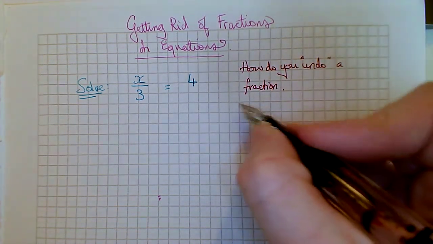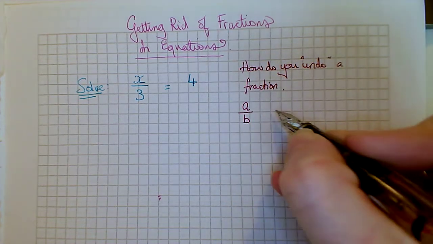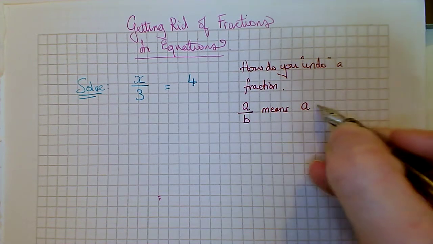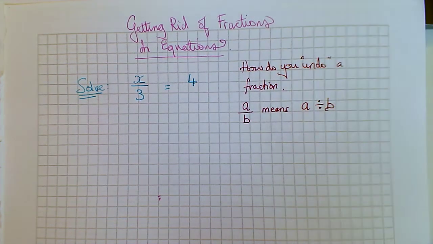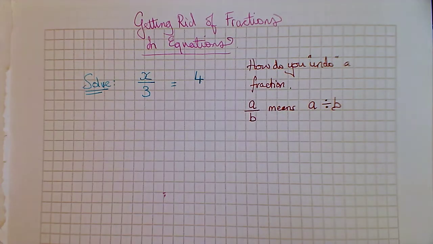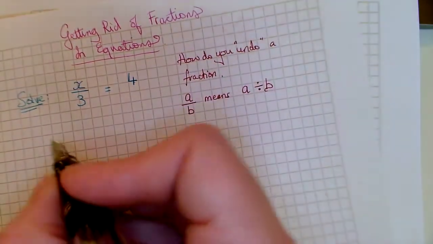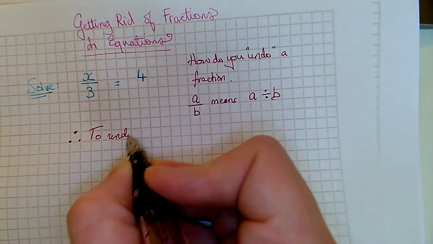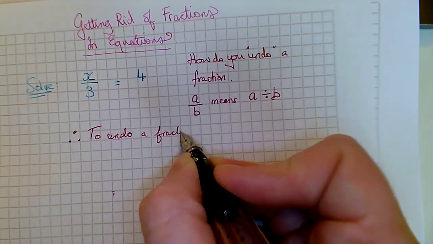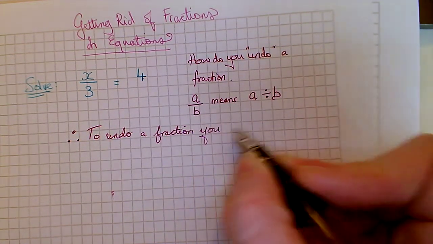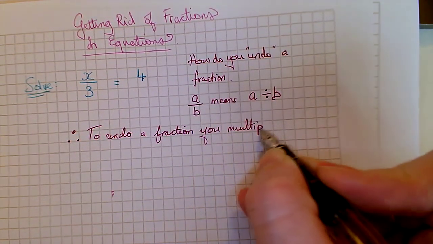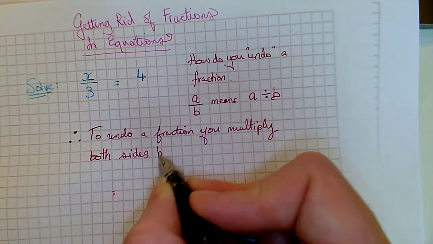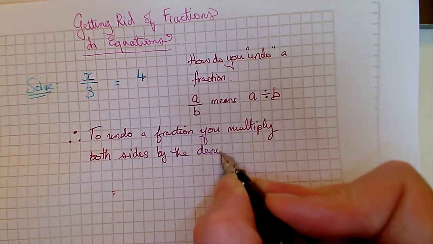Well, fractions, if I have a over b like this, they just mean divide. So a over b means a divided by b. So to undo a fraction, you multiply both sides of the equation by the denominator. So therefore, to undo a fraction, you multiply both sides by the denominator.